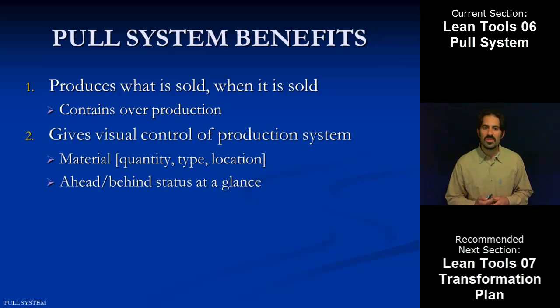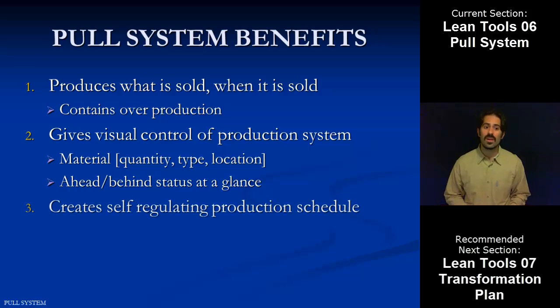It also gives us visual control over our production system, right? Through Kanban, we can see our material, what it is, where it should be, if it's in the right place. We can also see ahead-behind status. Well, what do our store levels look like? Are they right? Is there too much? Is there not enough? What's going on here?